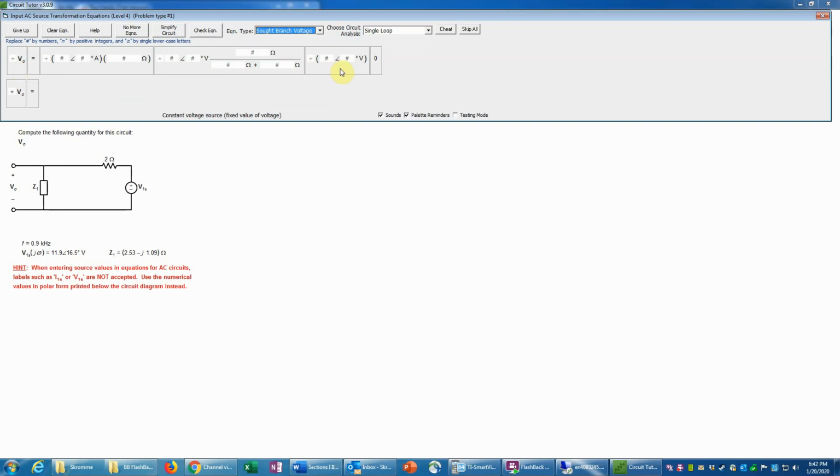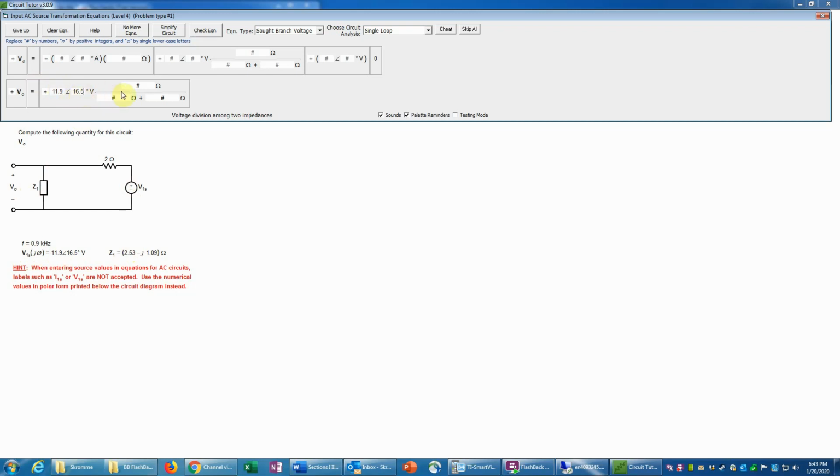If you just want to put in a numerical answer directly, you could use this term instead and compute it on your calculator, and that would save a step, but I'm just going to enter it here so that I can have my work checked in more detail. And the value of that source now is 11.9 angle 16.5 degrees, not times.